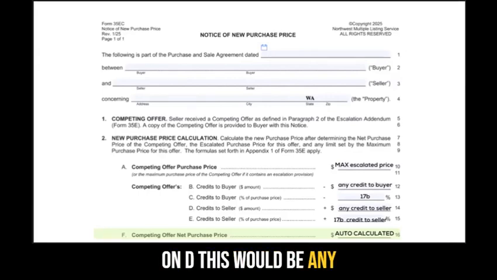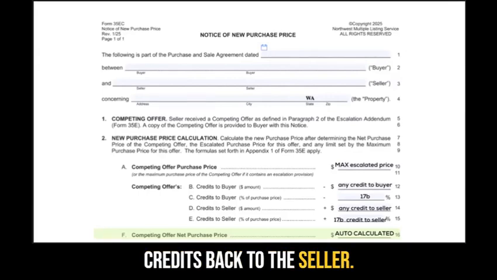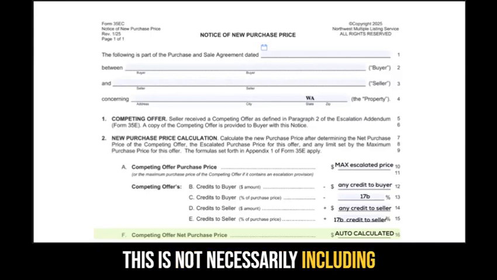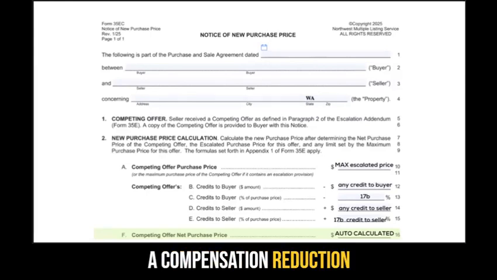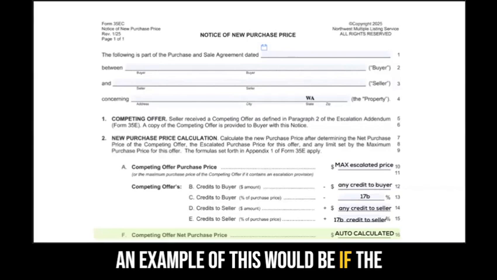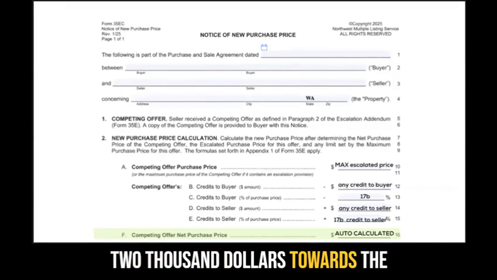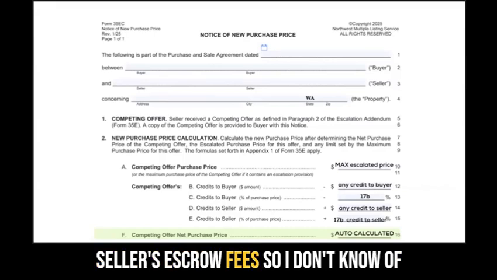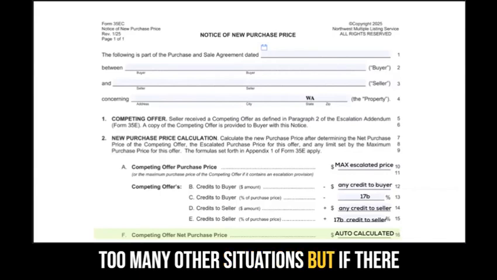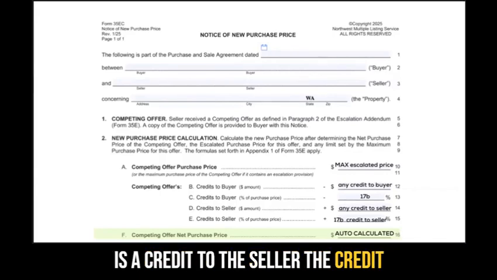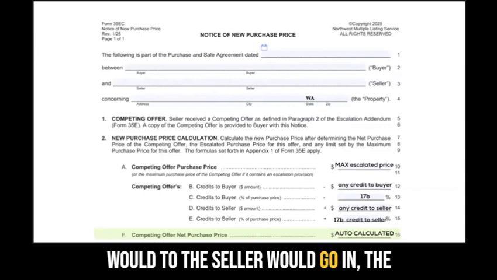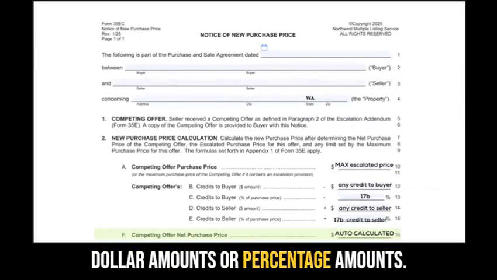On D, this would be any credits back to the seller. This is not necessarily including a compensation reduction. It's only including other credits back to the seller. An example of this would be if the buyer wants to credit the seller, say $2,000 towards the seller's escrow fees. I don't know of too many other situations, but if there is a credit to the seller, the credit to the seller would go in the dollar amounts or percentage amounts.